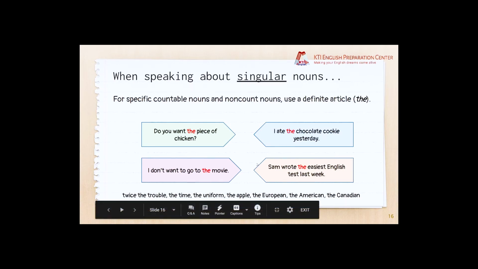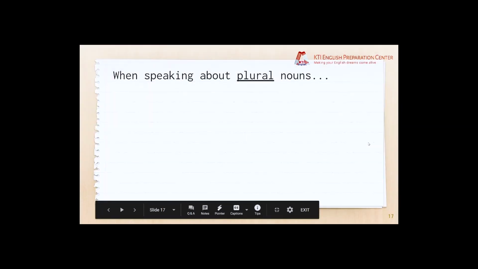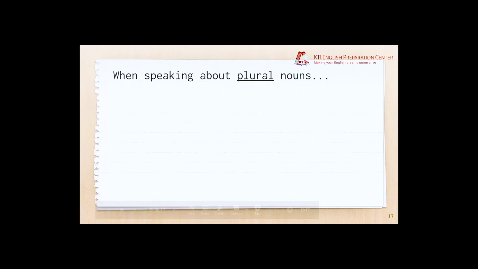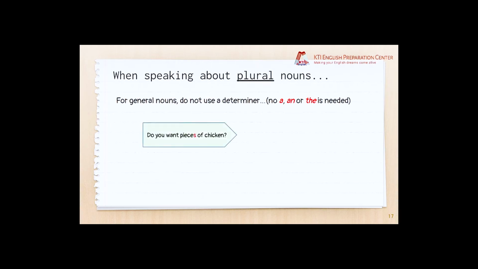The uniform, the apple, the European, the American, the Canadian, right? All using the. Now, Canadian is one person in this case. American, one person in this case. We use the definite article. When we're talking about plural nouns, so any plural noun, we don't always have to use a determiner. So here are the examples.